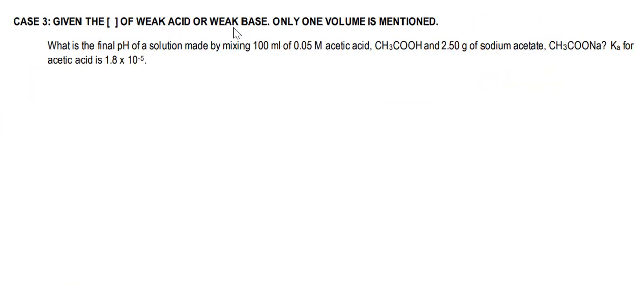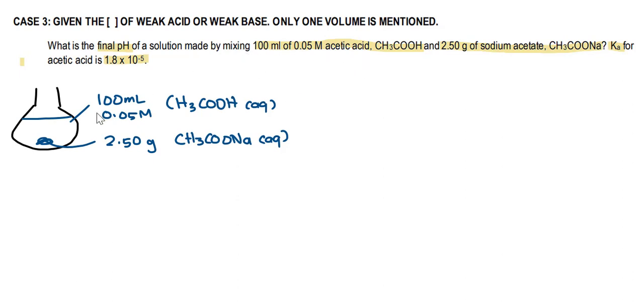If the concentration of weak acid or weak base is given, but only one volume is mentioned, let's have a look at the question here. What is the final pH of the solution made by mixing 100 ml of 0.05 molar acetic acid and 2.50 gram of sodium acetate? The Ka for the acetic acid is given. Let's transfer the information from the question into this diagram. We have 100 ml of 0.05 molar acetic acid mixing with 2.5 gram of sodium acetate. Let's assume that the addition of the sodium acetate did not change the total volume of the solution, so the volume is still 100 ml.